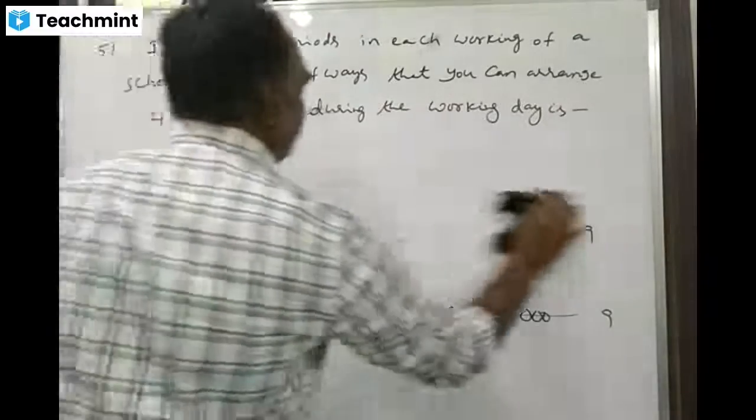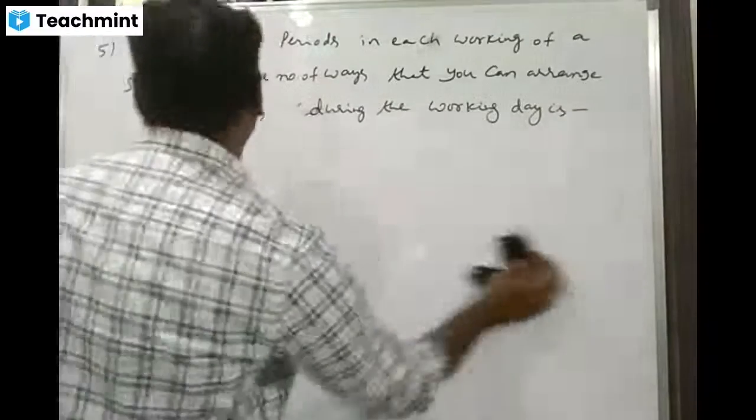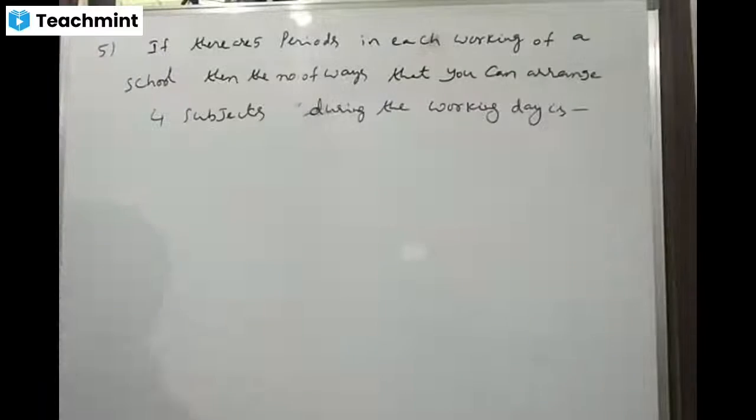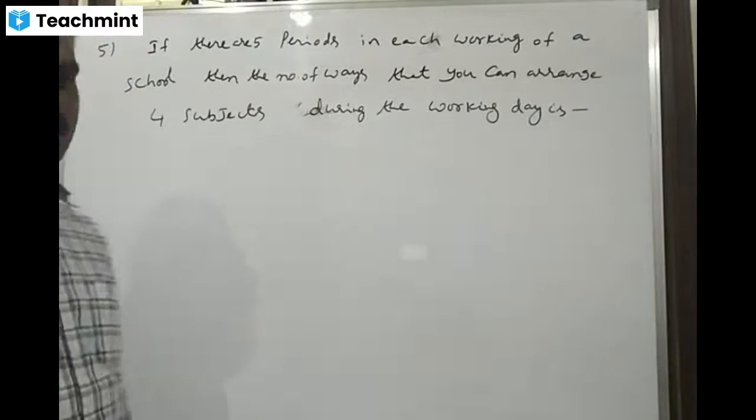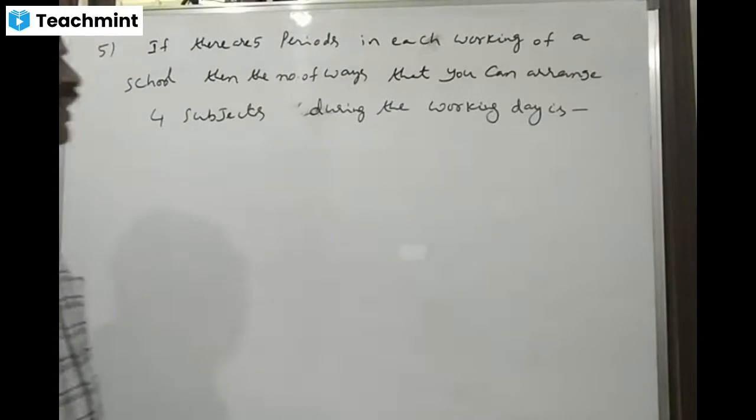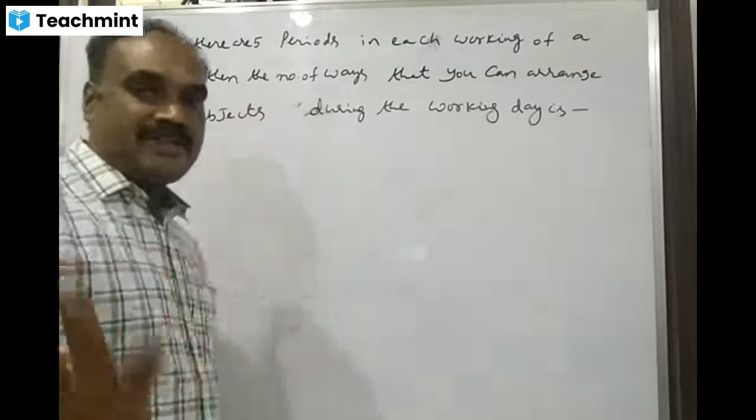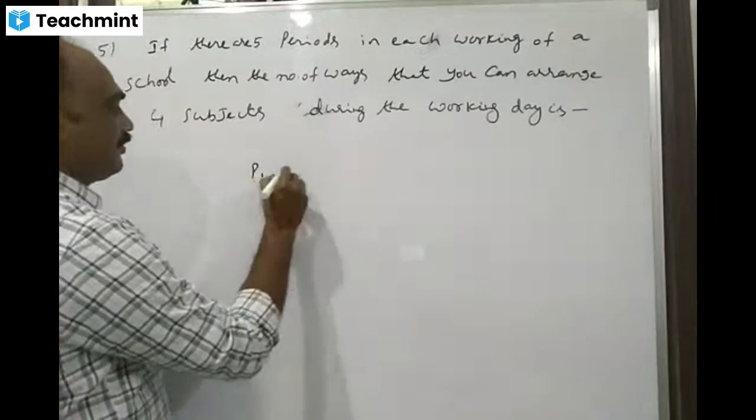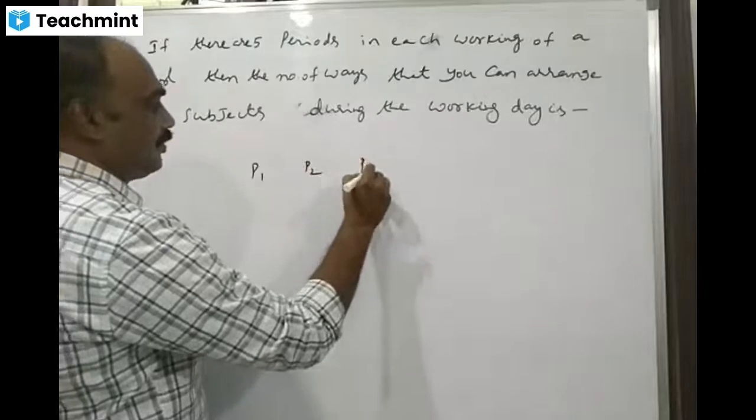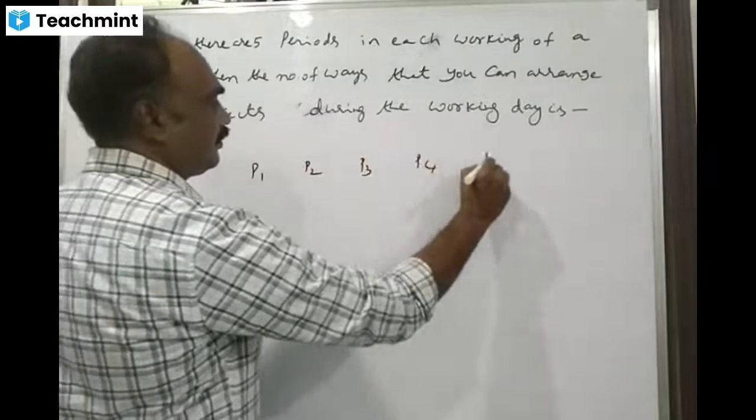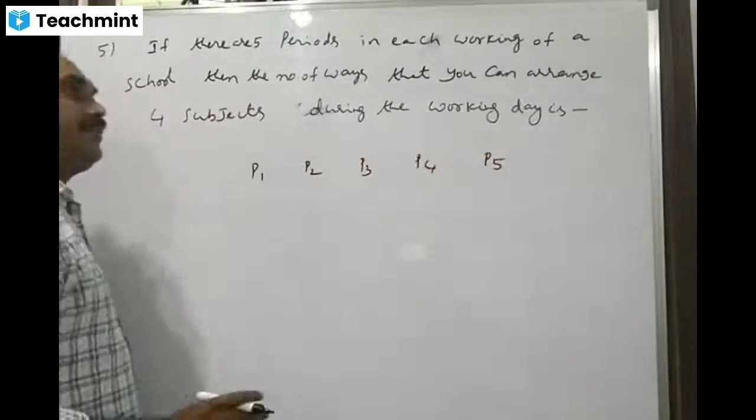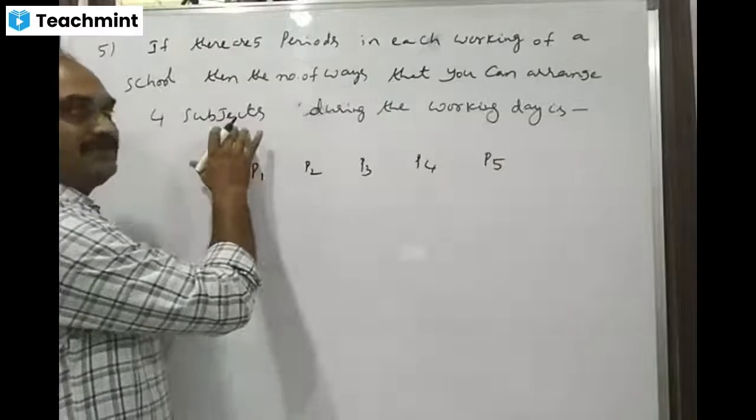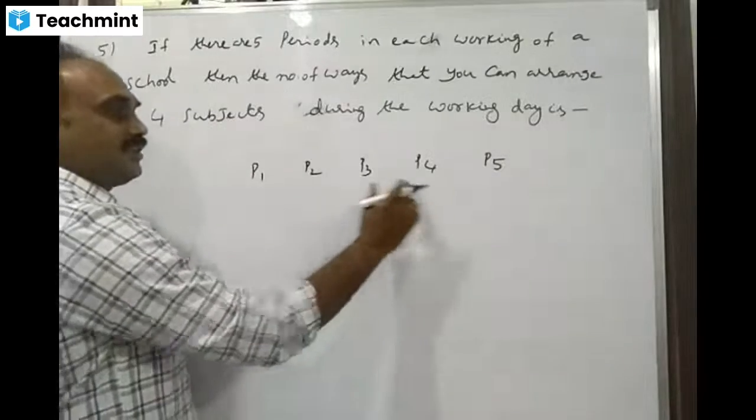Friends, if there are 5 periods in each working day of a school, then the number of ways that you can arrange 4 subjects. So here 5 periods, but to arrange only 4 subjects. So how many periods here? 5: P1, P2, P3, P4, P5. But 5 periods, only 4 subjects: Maths A, Maths B, Physics, Chemistry.